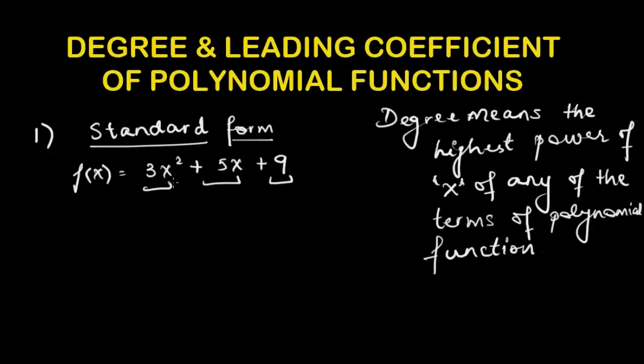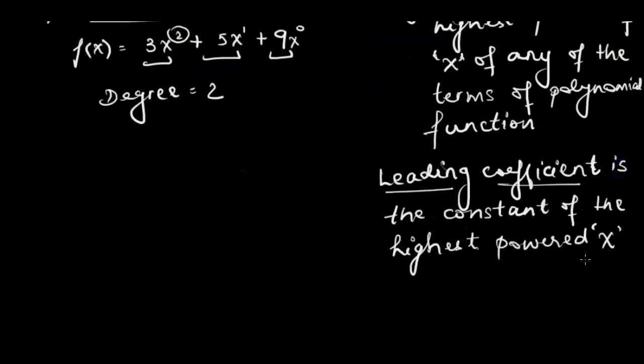Out of the three terms, the first term has a power of 2, the second term has a power of 1, and the third term has no power, meaning power of 0. The highest power is 2, therefore the degree is 2 for this particular example. Now, what is meant by the leading coefficient? The leading coefficient is the constant of the highest powered x. Here, the highest powered x is x to the power of 2, and the constant there is 3. Therefore, the leading coefficient is 3 in this case.